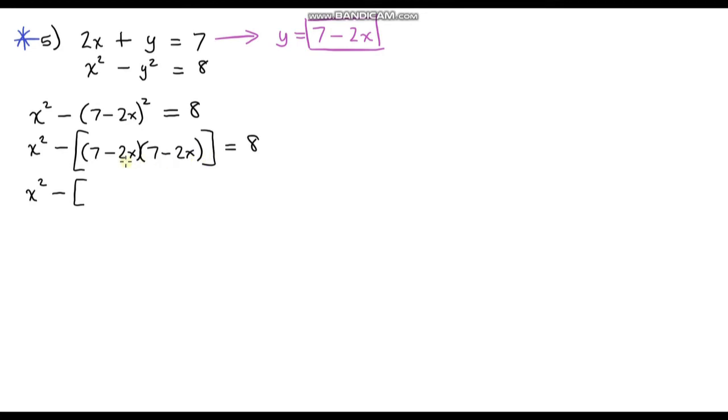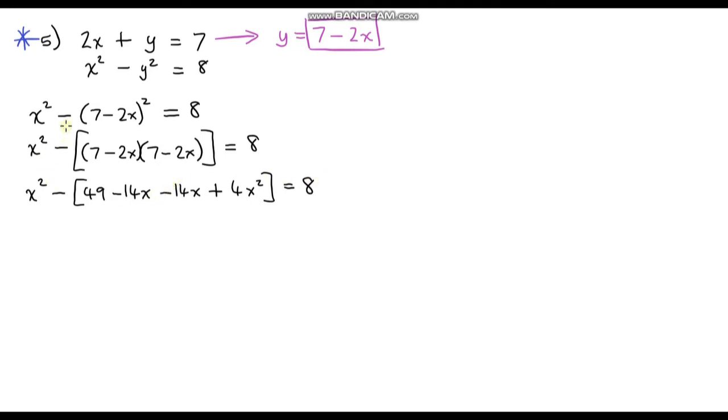Now let's expand these brackets. So 7 times 7 is 49. 7 times negative 2x is negative 14x. Negative 2x times 7 is another negative 14x. And then negative 2x times negative 2x is positive 4x squared. Those are brackets, and then that equals 8.